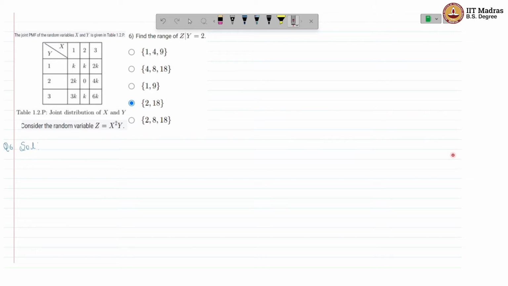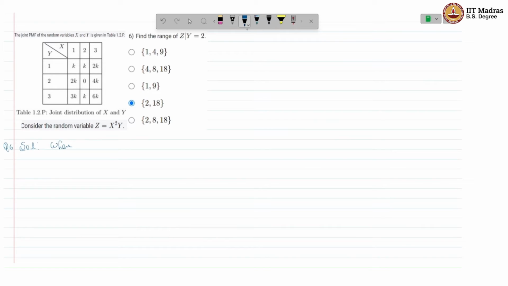Now coming on question number 6. Question number 6 is that the joint PMF of random variables x and y are given in the table and z is another random variable which is equal to x square y. And we have to find the range of z given y is equal to 2. So for finding the range of z given y is equal to 2, first of all, what will be the value of z when y is equal to 2?